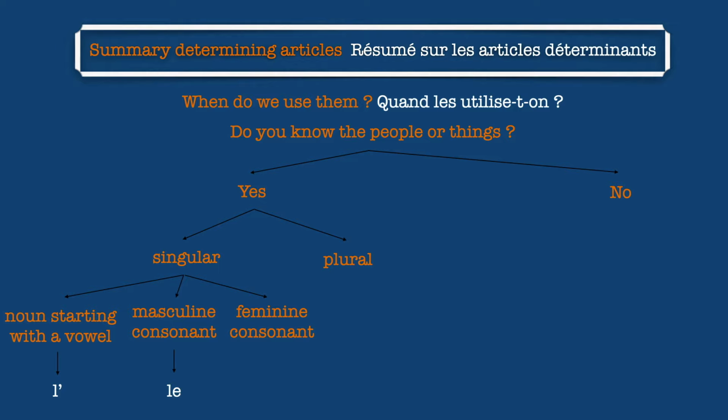If it's a singular masculine noun starting with a consonant for someone or something you know, you will use as an article Le. If it's a singular feminine noun starting with a consonant for someone or something you know, you will use as an article La. Last case for the definite determining article is plural nouns. In this case, we use Les.